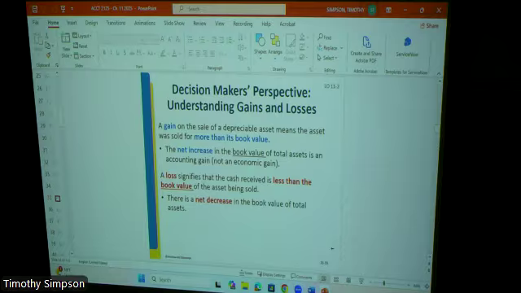But what if that value is actually going up over time, which we often see with real estate? Then we're going in two different directions. We're depreciating the book value. We're bringing down the book value on a net basis, and the fair market value is going up. So you're actually going in two different directions here.